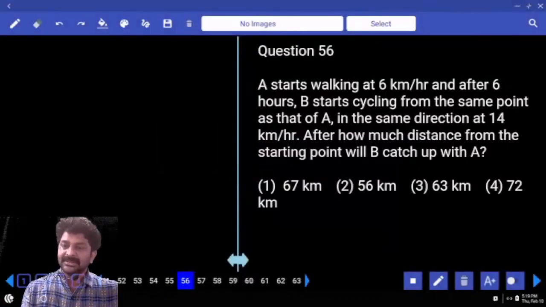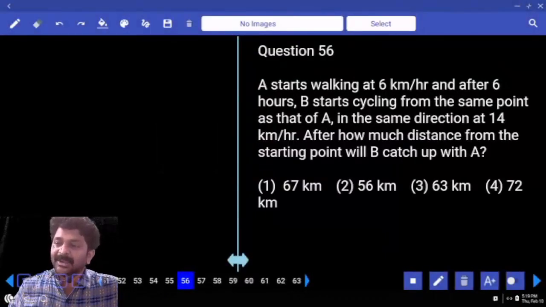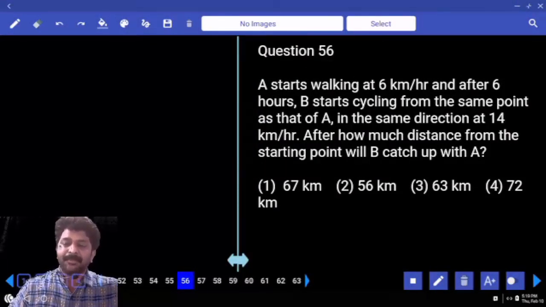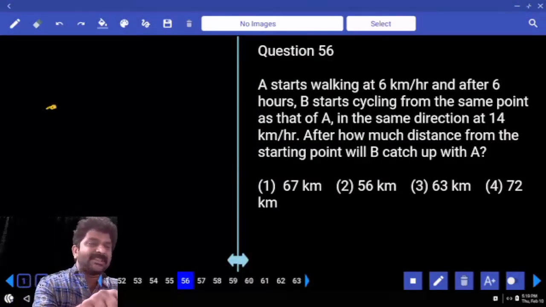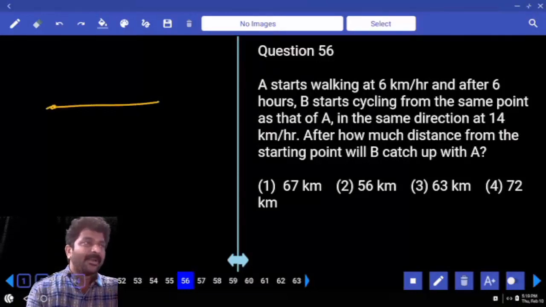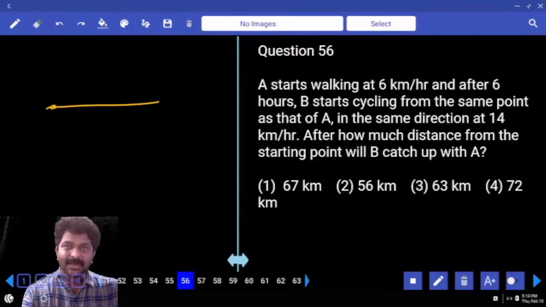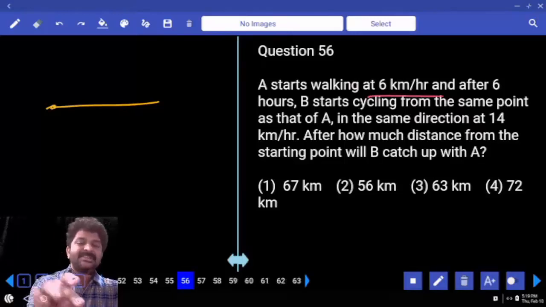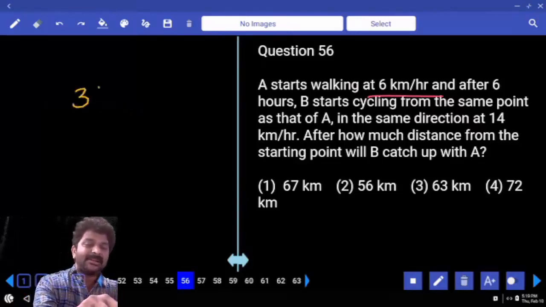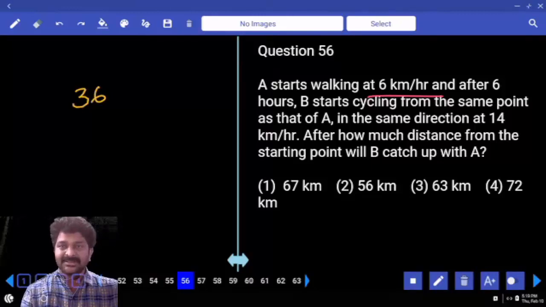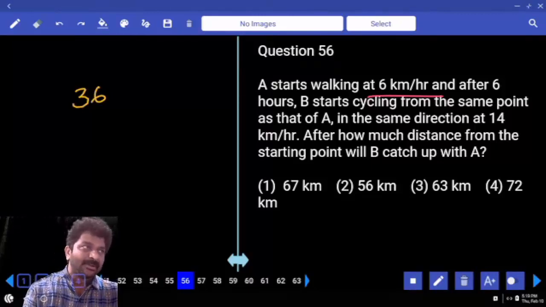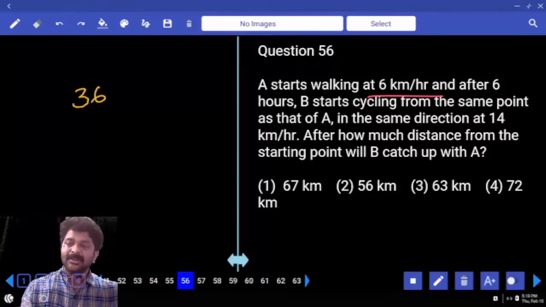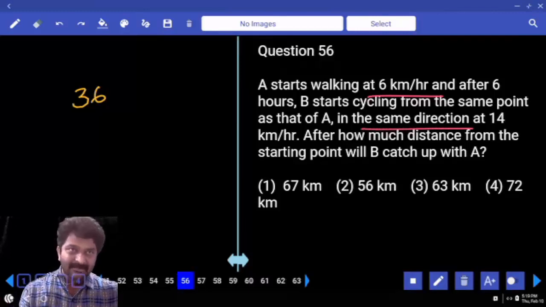A starts walking at 6 km per hour and after 6 hours, B starts cycling from the same point. So let's say this is A, starting point. A started at this place 6 hours back with a speed 6 km per hour. So in 6 hours, A will complete 36 kilometers. Now the distance between both A and B is 36 kilometers.